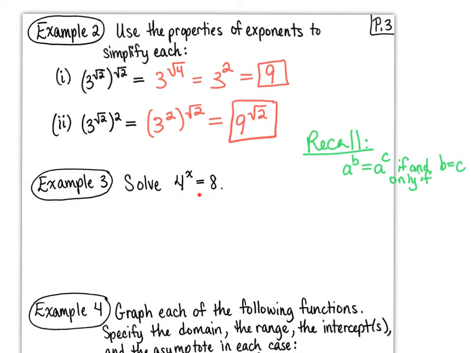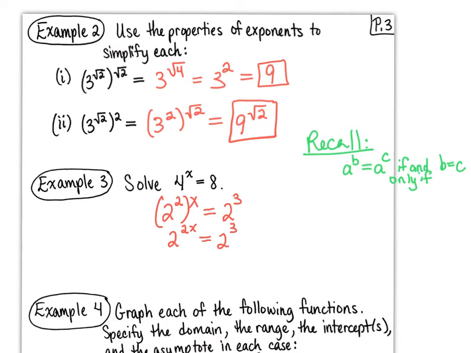How can we rewrite these functions? What will be the base that we rewrite them in terms of? We can rewrite 4 as 2 squared, but that's raised to the x. And then 8 you can write as what? 2 to the third. Good. So you have 2 raised to the 2x equals 2 to the third.